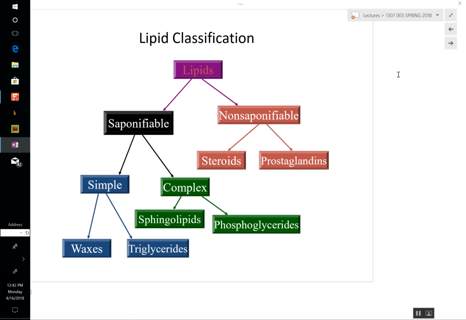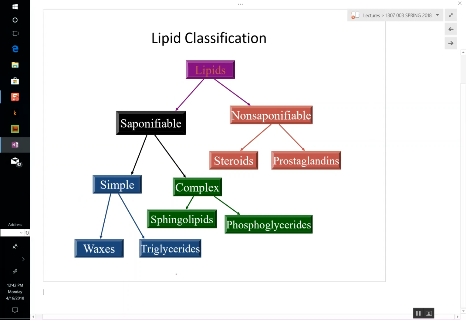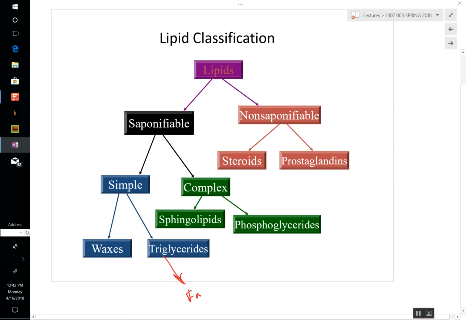Saponifiable, that they can react with sodium hydroxide to form soap. Simple saponifiable lipids are triglycerides, and triglycerides have in them fatty acids. All right, that's the building block of the triglycerides.